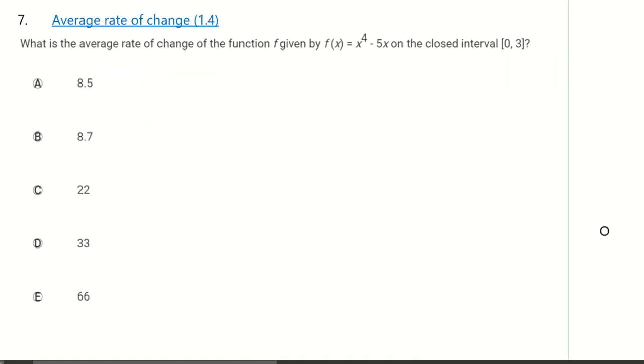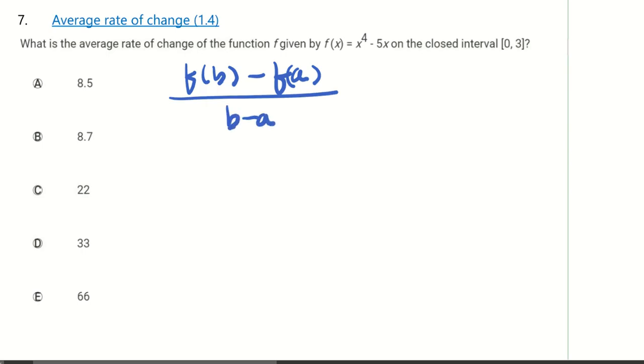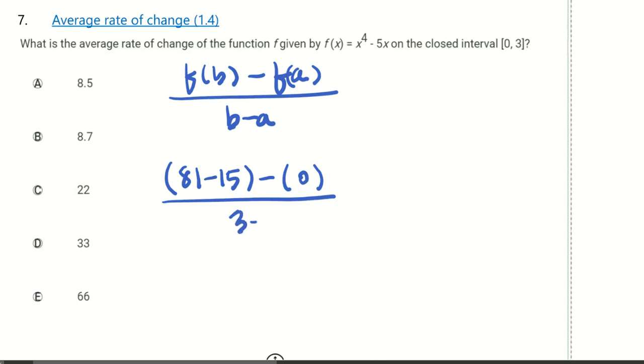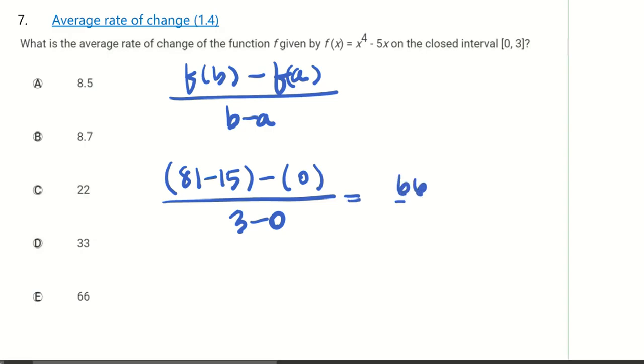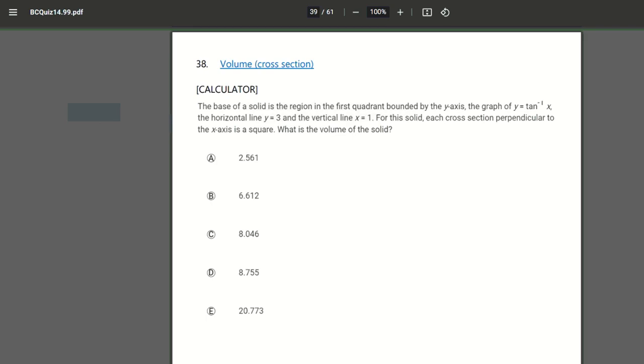All right, average rate of change. We know that average rate of change is f of b minus f of a divided by b minus a. So on the closed interval 0 to 3, it's going to be f of 3. So 3 to the 4 is 81, minus 5 times 3 is 15. Then f of a will be 0 when I plug in 0 for x to the 4 minus 5x, divided by 3 minus 0. 81 minus 10 would be 71, and 71 minus 5 would be 66. So I'm taking 66 divided by 3, and that's going to be 22.